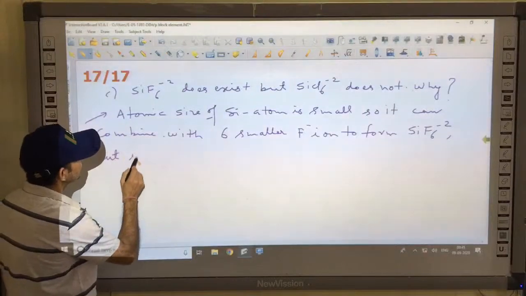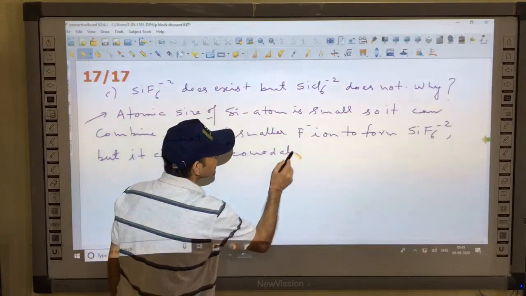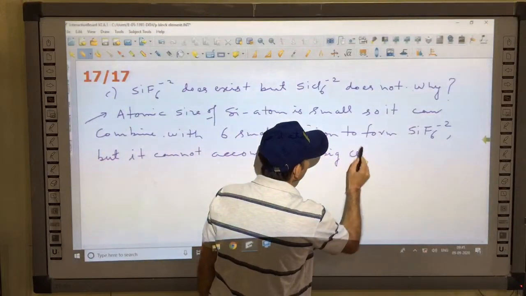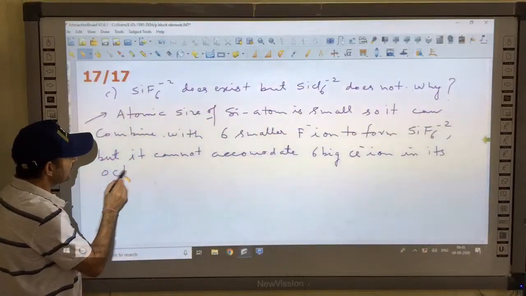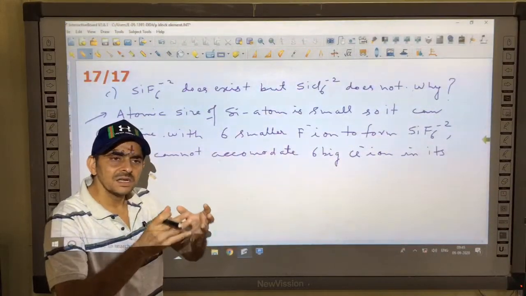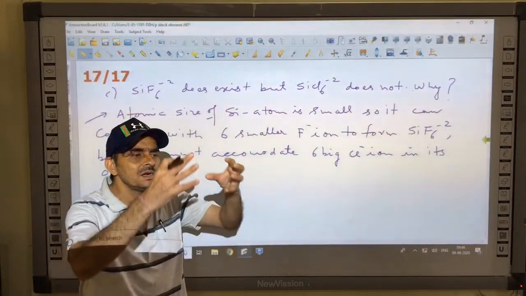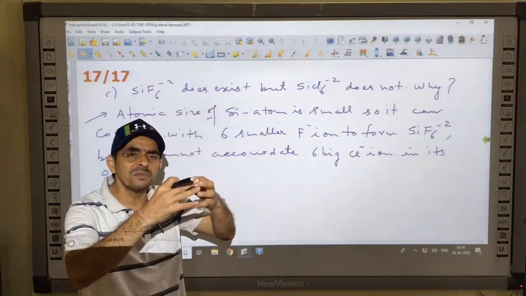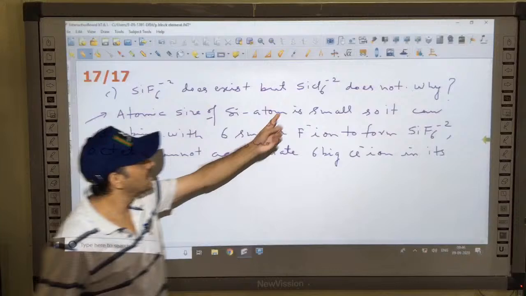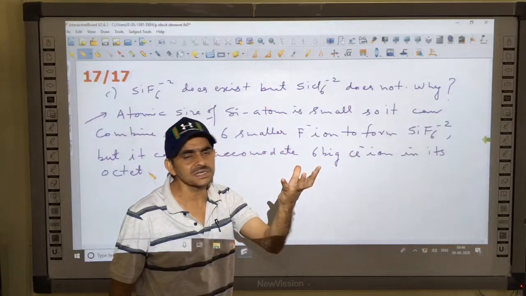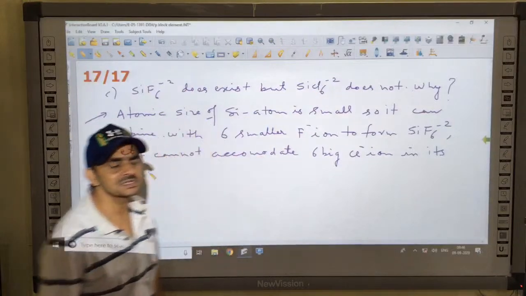It cannot accommodate 6 big Cl negative ions in its octet. Even if the compound is formed, that compound is unstable and will split up. Why? To form a stable compound, the cation and anion should have similar size. Here the silicon atom is small and the fluoride ion is small, so it can form this stable compound. Here silicon is very small in size, while the chloride ion is bigger. So silicon cannot combine with 6 big Cl ions. Therefore, this compound does not exist.